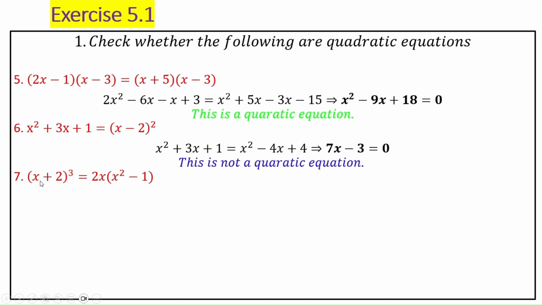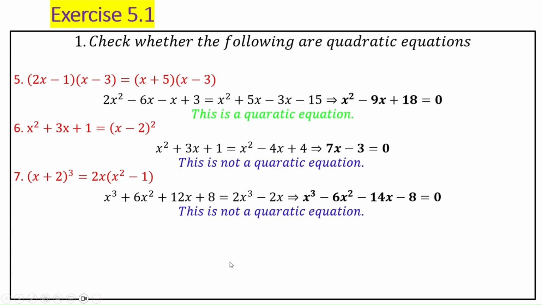Okay, there is a x cube term here and there is a 2x cube term here. So you are left with the x cube term in the final simplified equation. Okay, so this is not a quadratic equation even though you have a x square term, but the highest power is x cube. Okay, so it's not a quadratic equation. It's a cubic equation actually.